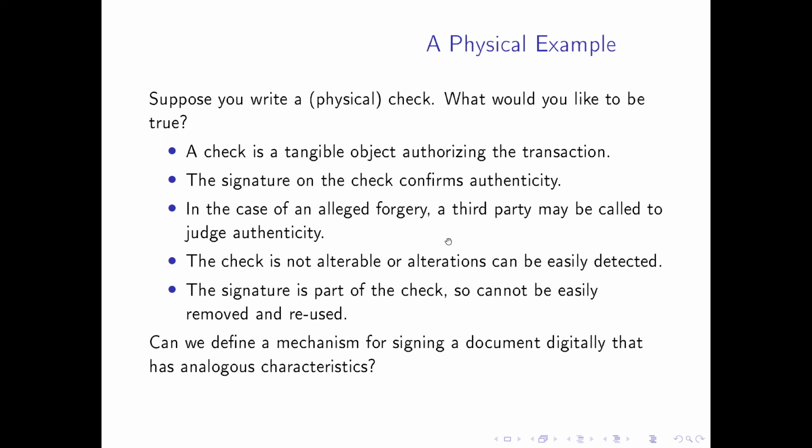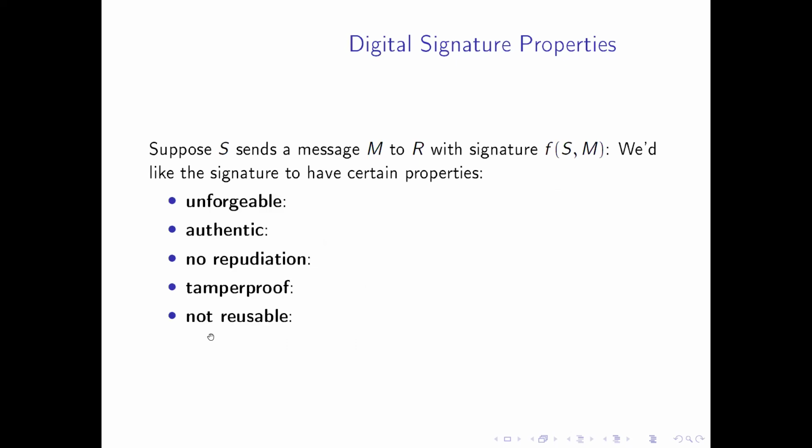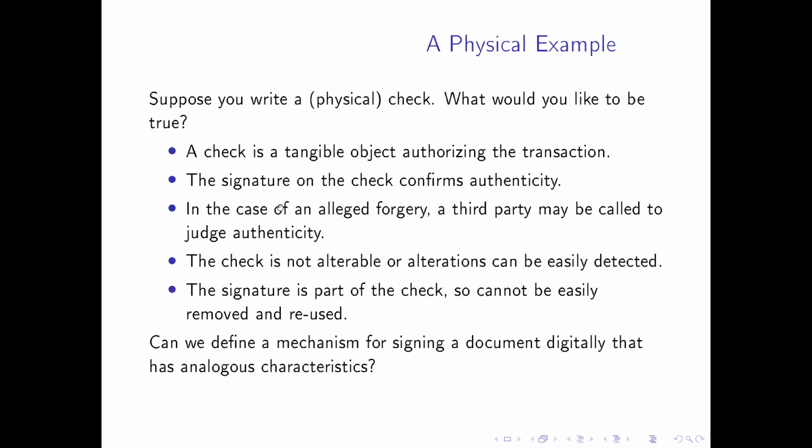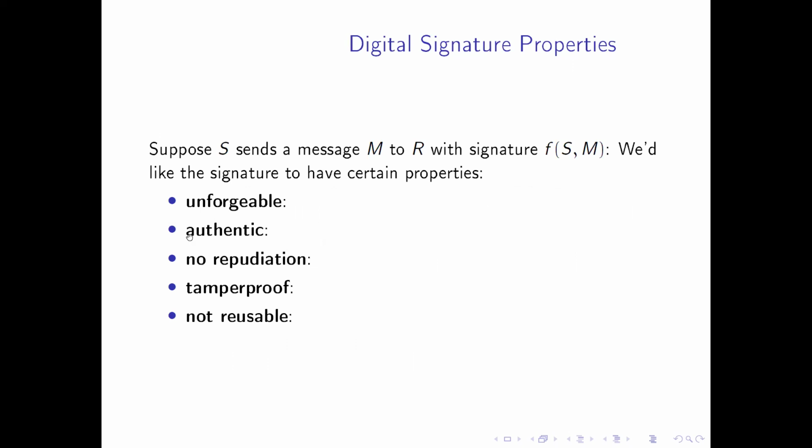So we want something that's tangible, something with authenticity, something that can be verified by a third party, it's unalterable, and it cannot be reused. Well, what we do is we refer to those same properties as not these. It's unforgeable. So again, something tangible. We'll get to what each of these mean. It can be checked as authentic. There's no repudiation. I mean, there's no doubt about its veracity. It is tamper proof. You can't mess with it. You cannot reuse it. So suppose that S wants to send a message to R.